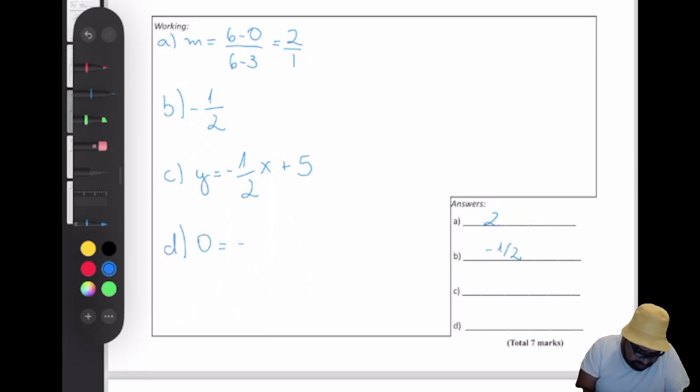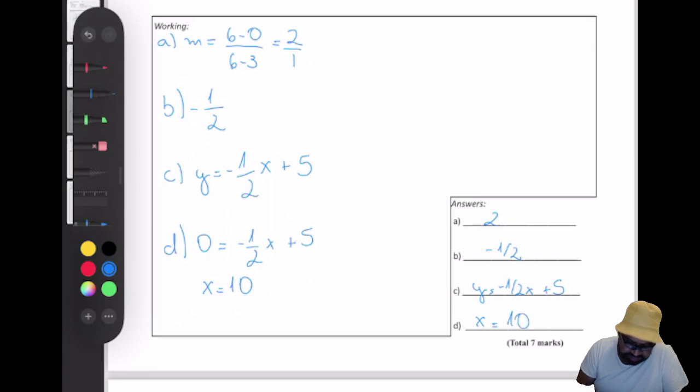0 equals negative 1/2 x plus 5. Minus 5, we subtract, okay? Subtract that, negative 5. And dividing by negative 1/2 means multiplying by negative 2. Then negative 5 times negative 2 is positive 10. x equals 10. Or if I were to write the equation here, y equals negative 1/2 x plus 5. And here is x equals 10. Great. Question 3, done.